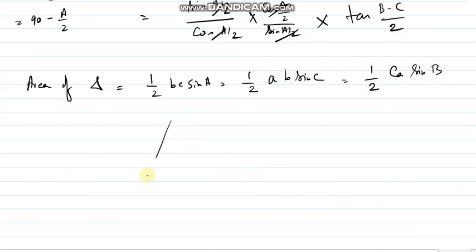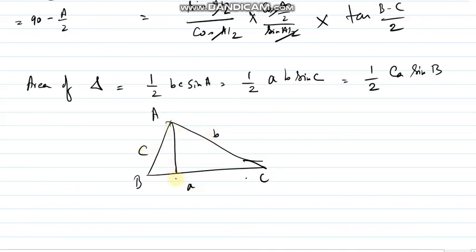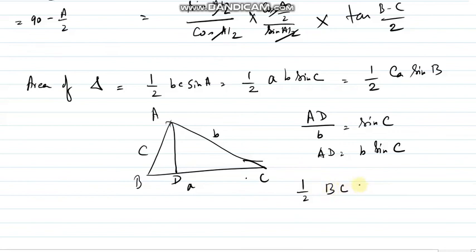This is very easy. Like I have started, this is ABC, this is my A, this is my B, this is my C. If I drop a perpendicular, AD divided by B is equal to sin C, right? So AD equals B sin C. Can you write this? So now what is the area of the triangle? Half into BC into AD will be the area. So half BC, which is A, into AD, AD is B sin C. So half AB sin C. Similarly, if I drop the perpendicular on the other two sides, we'll get the other formulas. So this formula we have.